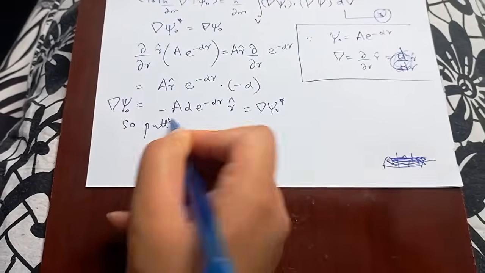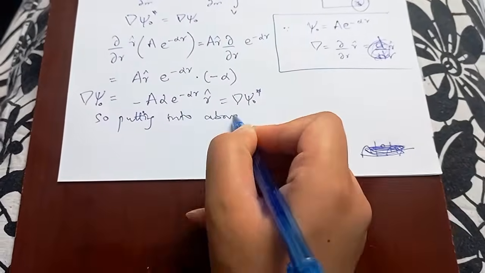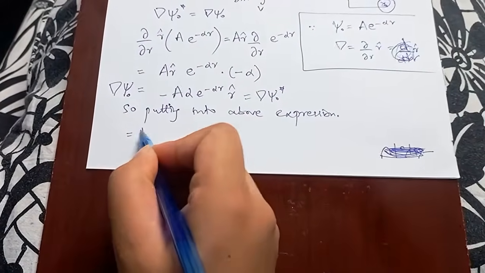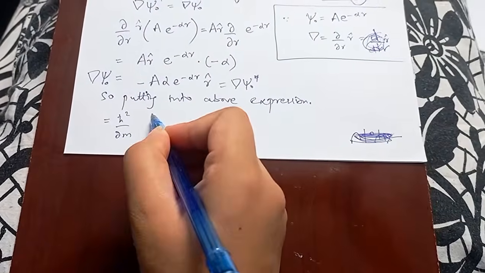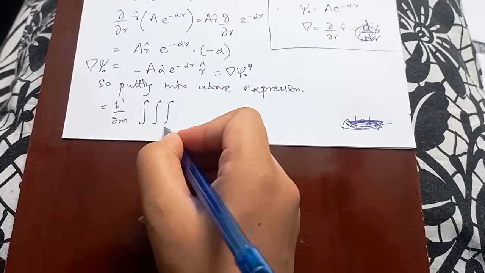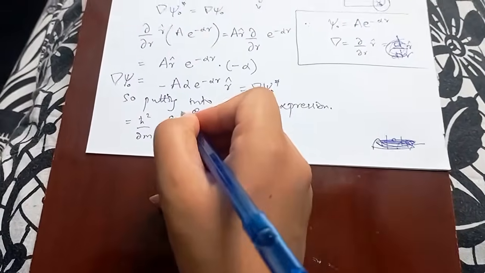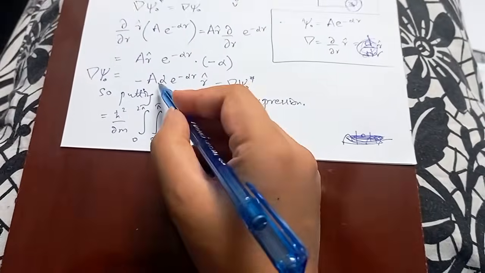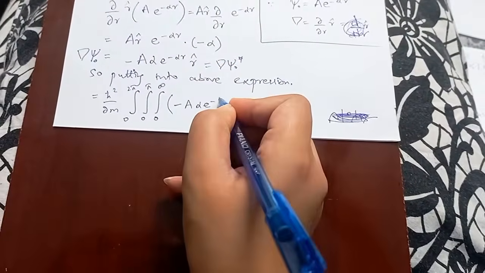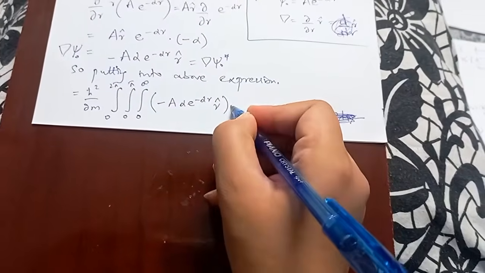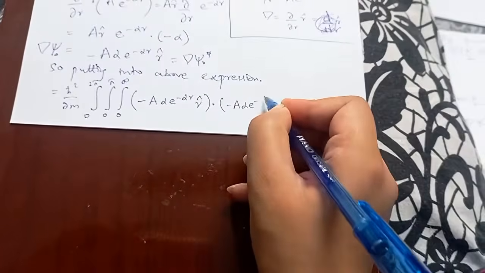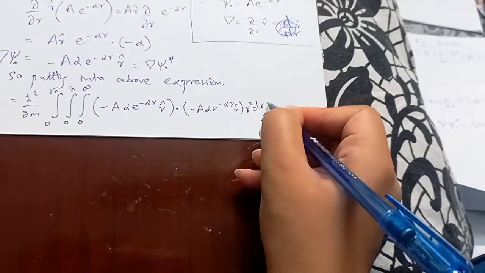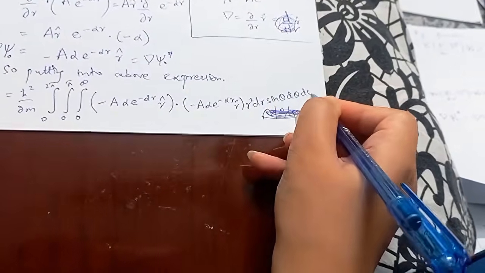So putting into the above expression, we have h cut square over 2m, volume integral. I write it in r, theta and phi again. So in place of this we'll write minus A alpha e to the power minus alpha r, r unit vector, dot product with minus A alpha e to the power minus alpha r, r unit vector. Then we have dv. In place of dv we'll write r square dr sine theta d theta d phi.